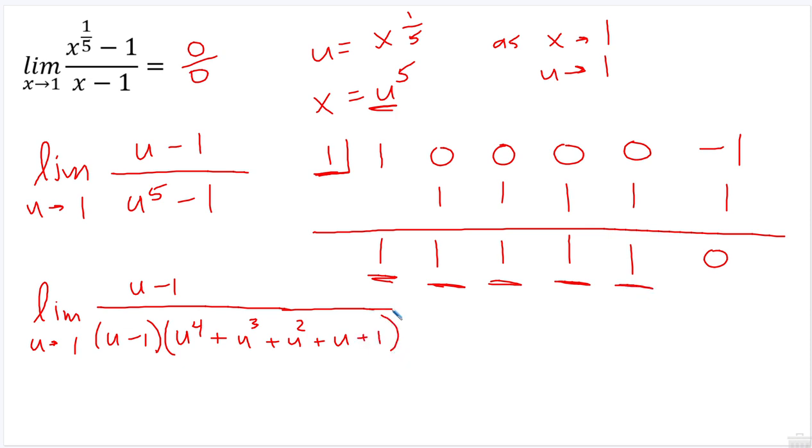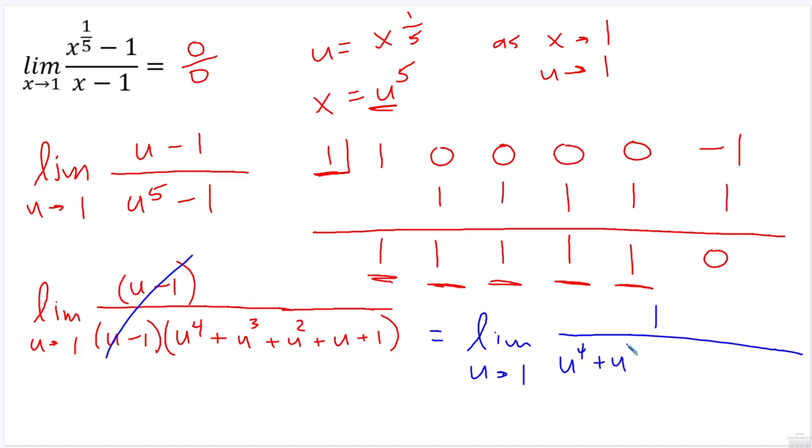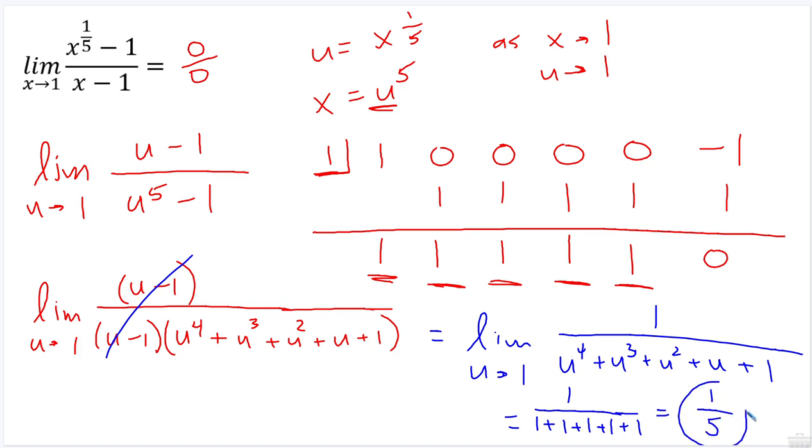Right? And now we can cancel the u minus 1s, unless u is 1, but we know u is not 1. U is approaching 1, so those will cancel. So we end up with the limit as u approaches 1 of 1 over u to the 4th plus u to the 3rd plus u to the 2nd plus u plus 1. Well, if I plug 1 into each of those, u to the 4th, u to the 3rd, u to the 2nd, and u, they're all just 1. So this is 1 over 1 plus 1 plus 1 plus 1 plus 1, or just 1/5.